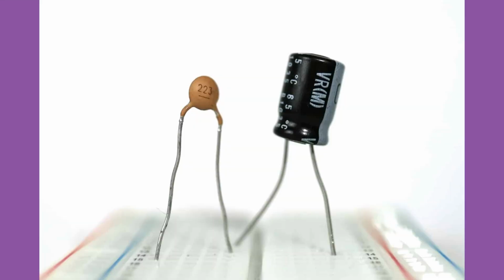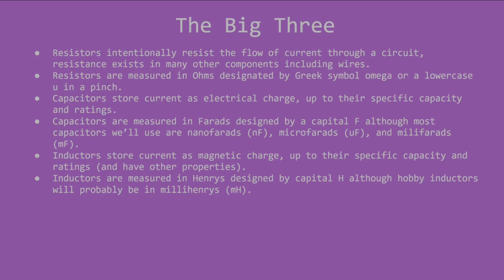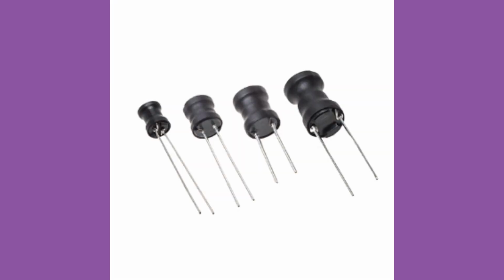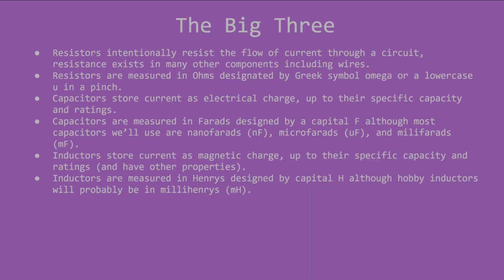They're measured in farads, designated by a capital F. But when we'll be using capacitors, we'll probably be using ones that are nanofarads, microfarads, or kilofarads. And then we have inductors. We'll mostly be talking about those in AC circuits. They're measured in henries. Yeah, you heard that correctly. But most of our inductors will probably be in the millihenry range. Inductors have some other properties that we'll discuss when we get to them in a future video.